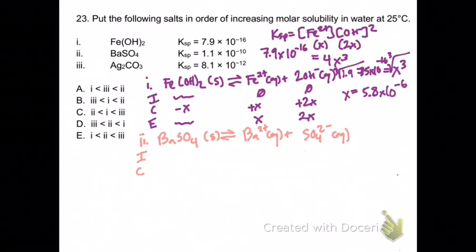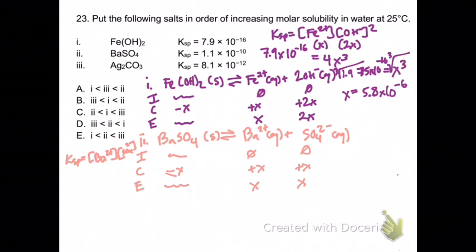Now we'll do the same thing for the second salt. Barium sulfate will turn into these 2 ions. So we start with we don't care, 0 and 0. Minus x plus x plus x. We don't care, 0 plus x is x, and 0 plus x is x. Now, if we look at the equilibrium expression, Ksp is equal to the barium 2 plus concentration times the sulfate.